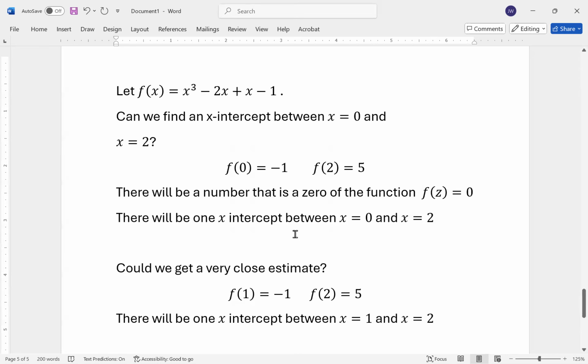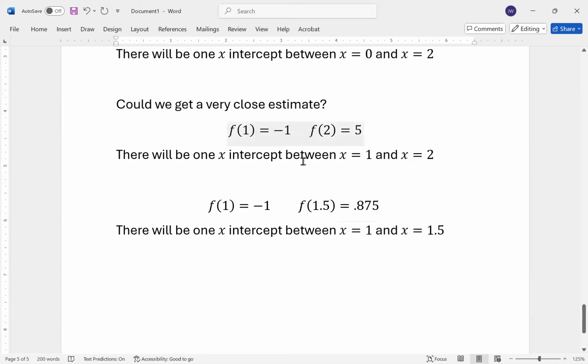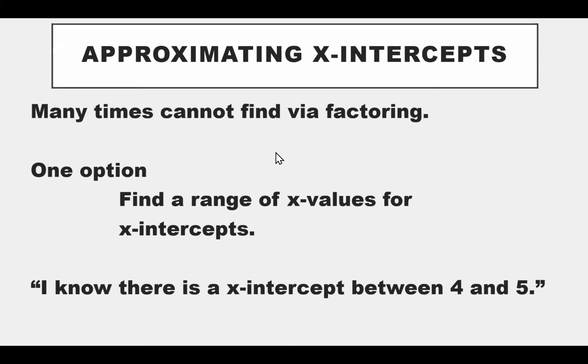And so by going through this process, we can get better and better approximations, and we'll know where our x-intercept will have to land. We know it's somewhere between 0 and 2, and then we've narrowed it down. Now we know it's going to be somewhere between 1 and 1.5. So that is one way of getting approximations for your x-intercepts. Now that way can oftentimes take a long time.